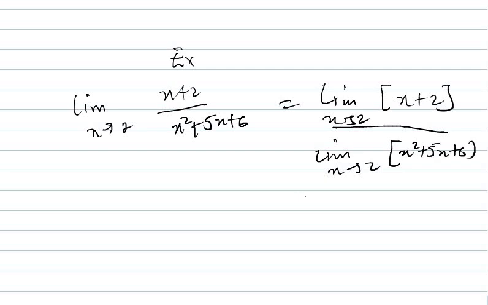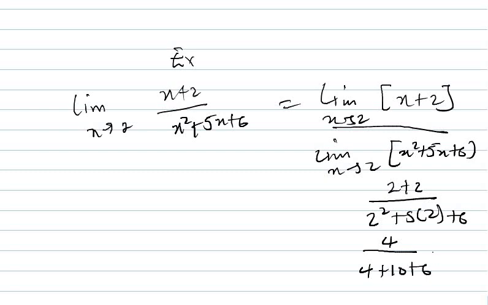So you just substitute. We have our limit as 2, so you can say 2 + 2 all over 2 squared + 5 times 2 + 6. So we have 4 at the top, and for the bottom we have 2 squared is 4, plus 2 times 5 is 10, plus 6. We have 4 over 4 + 10 + 6, which is 20. So likewise we have 1 over 5.